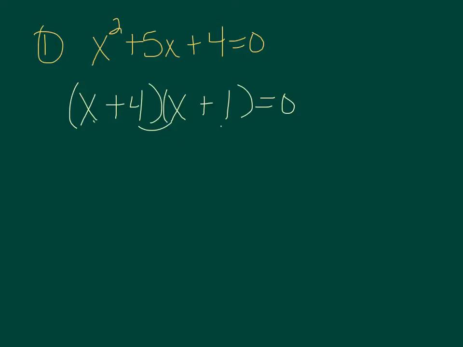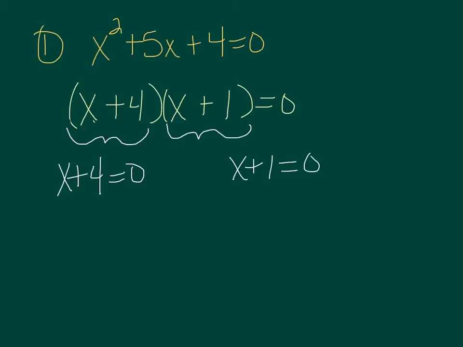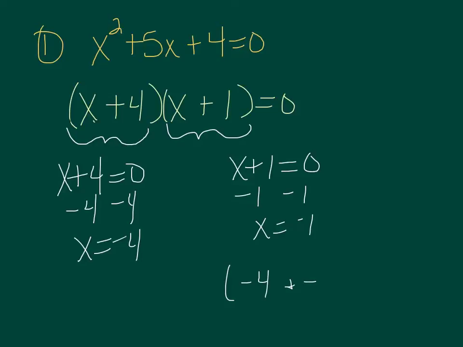Alright, now we're going to solve for our x. Okay, and what we're going to do is we're going to take each one of these parentheses, okay, and set it equal to 0. So I'm going to take x plus 4 and set it equal to 0. And then I'm going to take x plus 1 and set it equal to 0. Okay, and then I'm going to solve both of them. So on the first one here, okay, I'm going to go ahead and subtract 4, and I get x equals negative 4. And then over here I'm going to subtract 1, and I get x equals negative 1. So my two answers are negative 4 and negative 1. Okay, or you can just circle those.